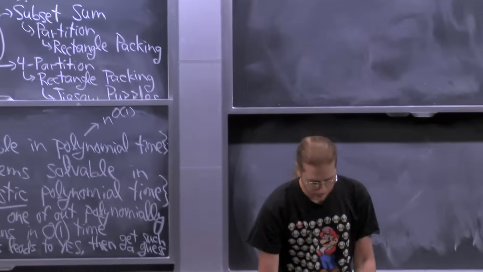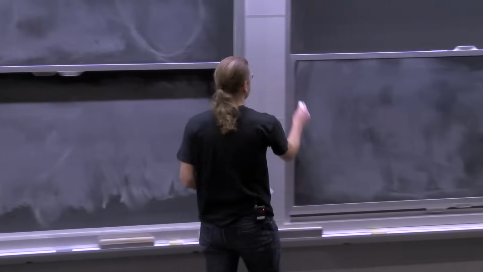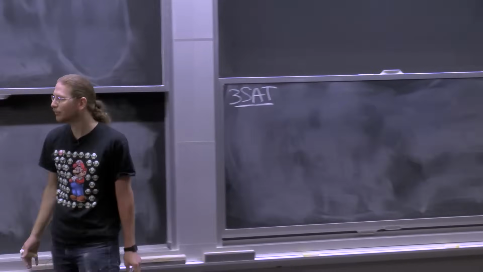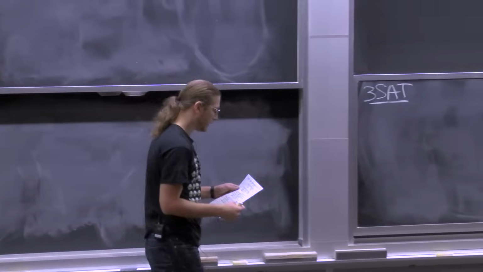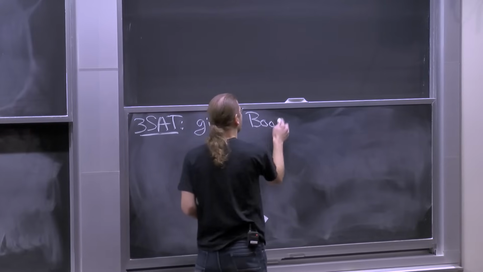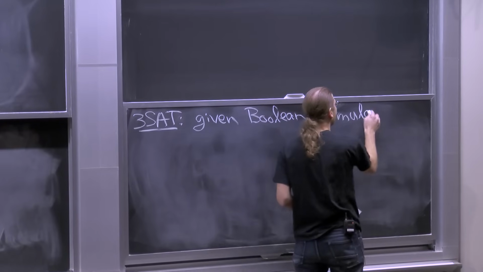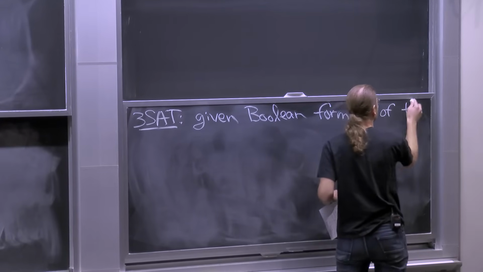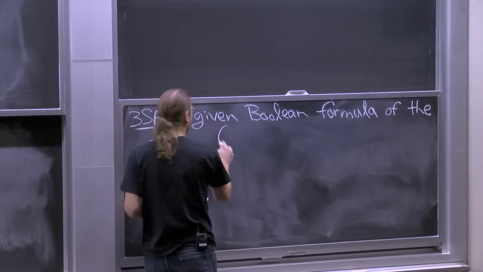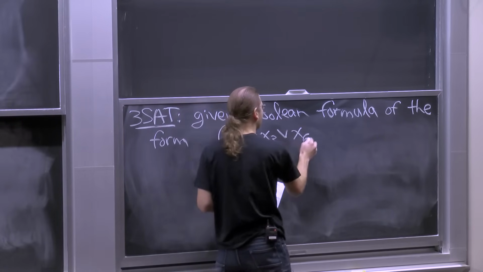So maybe it's useful to get an example. So here's a problem, the sort of granddaddy of all NP-complete problems. We'll get to completeness in a moment. 3-SAT. SAT stands for satisfiability. So in 3-SAT, the input to the problem looks something like this. I'm just going to give an example.